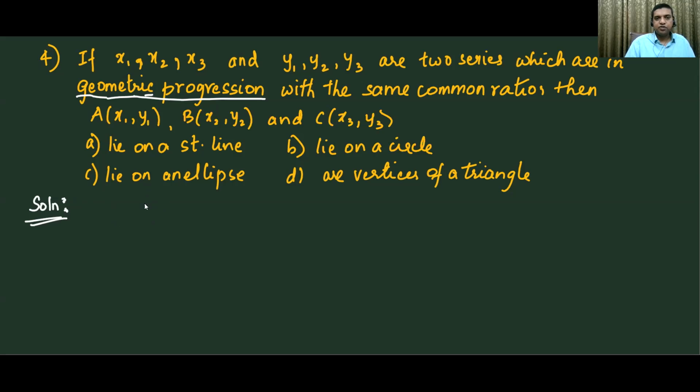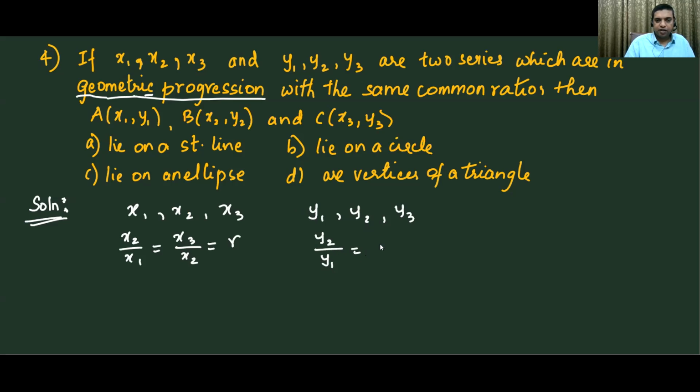Now, in geometric progression, if three numbers are in geometric progression, then the ratio of the second term to the first term will be equal to the ratio of the third term to the second term, will be equal to R. This is called the common ratio. Similarly, y1, y2, y3: y2 by y1 will be equal to y3 by y2 will be equal to R.